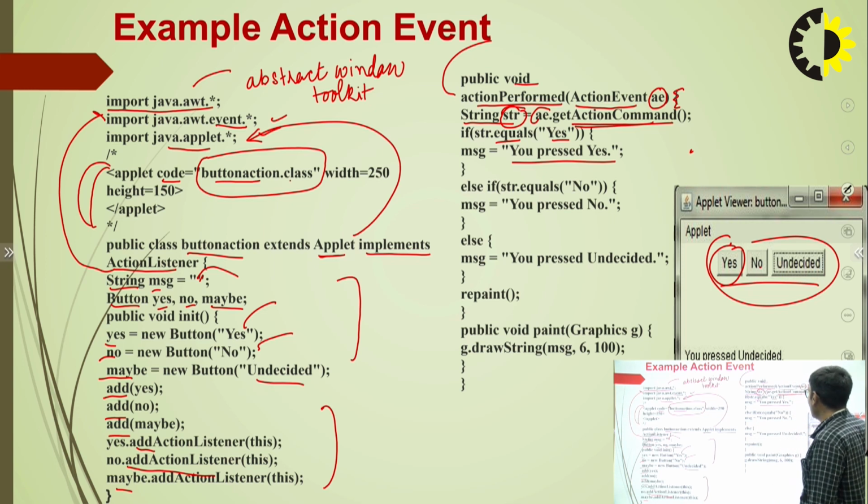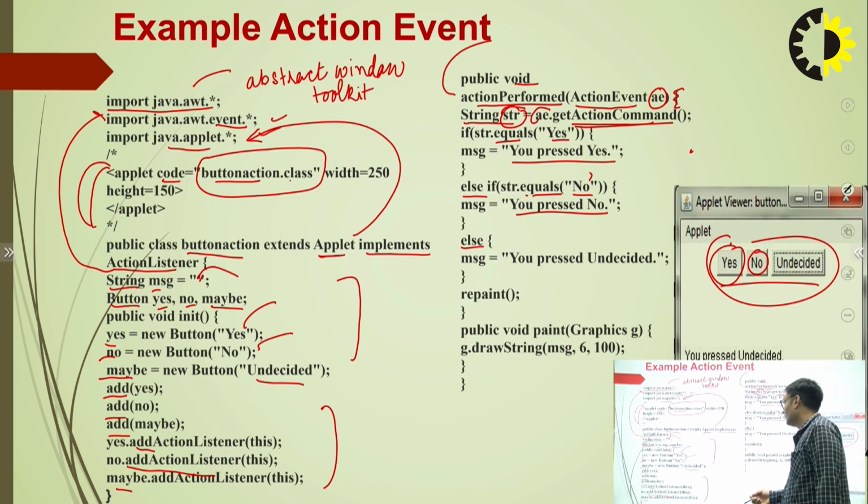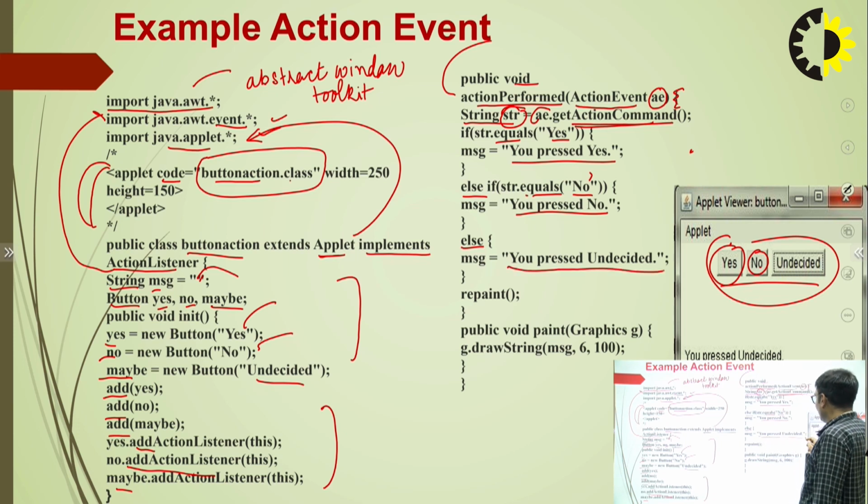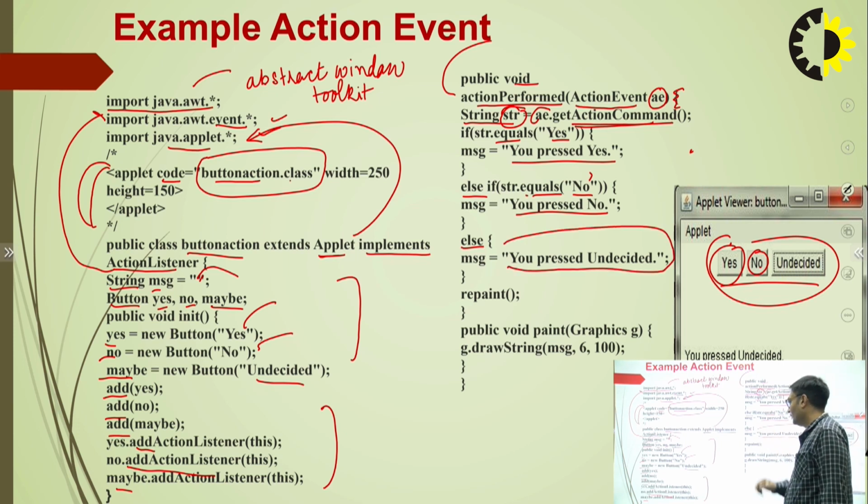If I'm clicking this no button, then this one, string dot equals no, else, you pressed no button. If I'm not clicking these two buttons, yes and no, the message should be displayed as you pressed undecided.